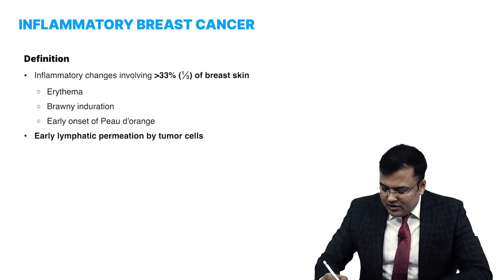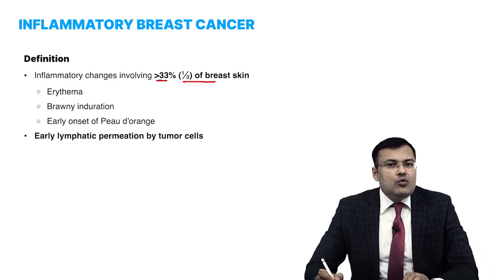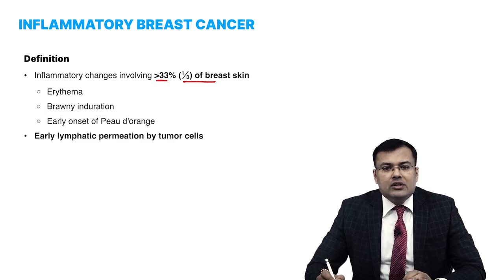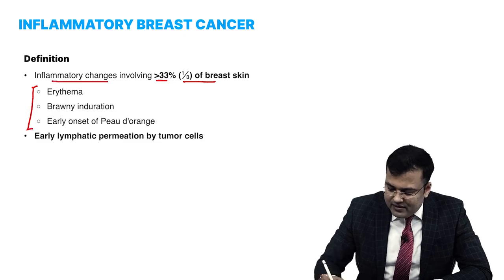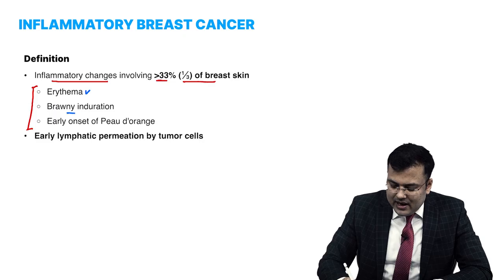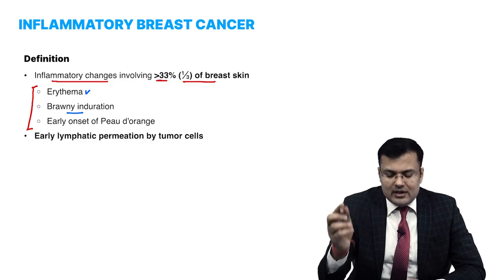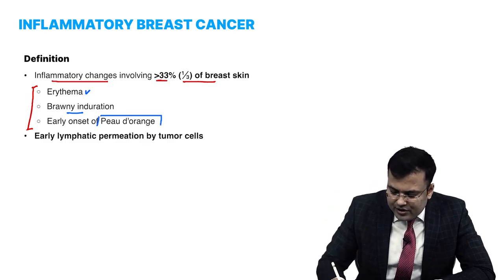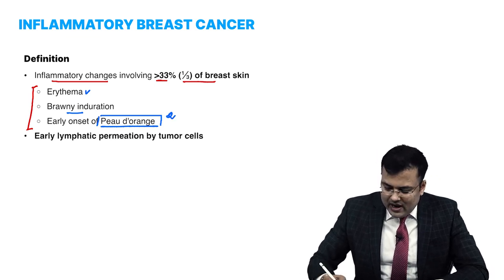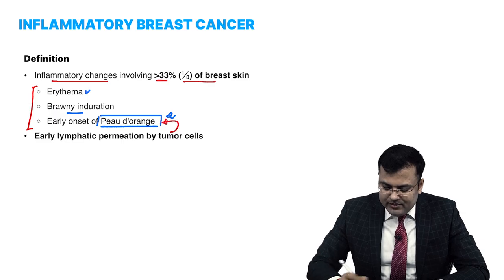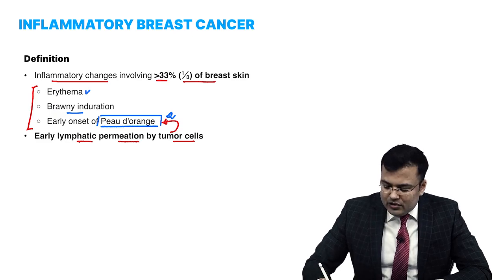What you have to remember in the definition: how much of the breast skin? More than 33%, or more than 1/3 of the breast skin is involved by inflammatory changes. What are those inflammatory changes? Erythema, brawny induration, the kind of induration you find in an abscess patient, and early onset of peau d'orange. This is the question: why is there early onset of peau d'orange? Because there is early lymphatic permeation of tumor cells. So what will happen?